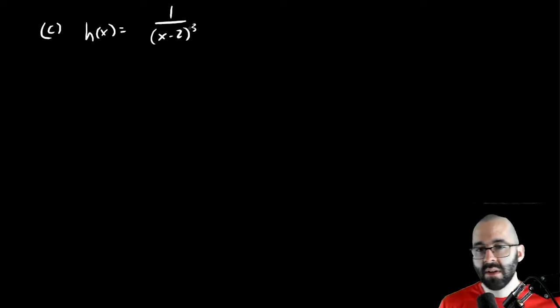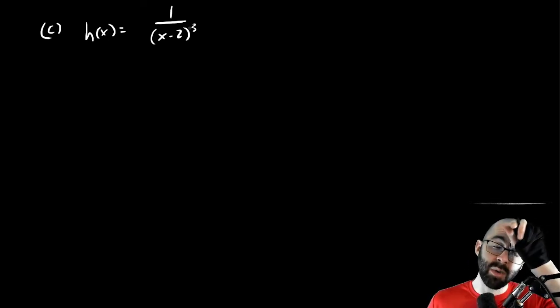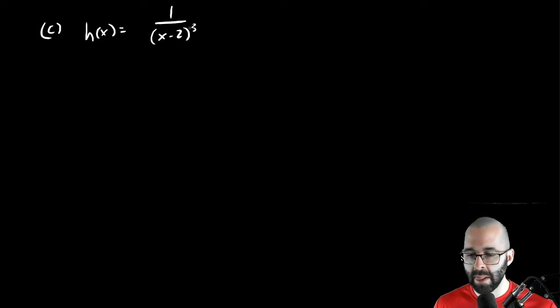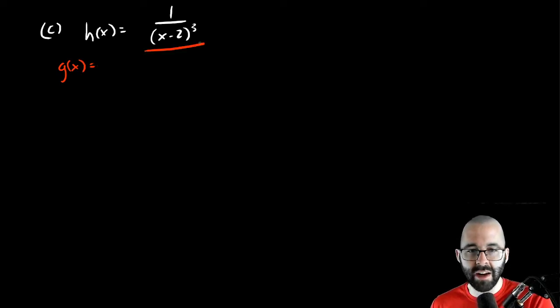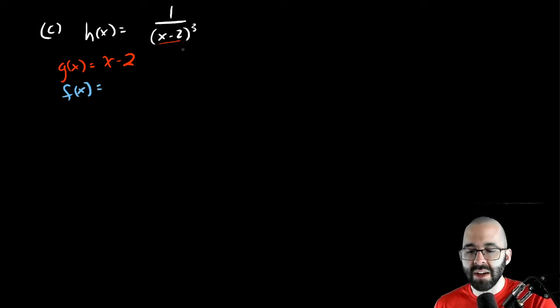Part C. h of x equals 1 over (x minus 2) cubed. This one especially, I think there's multiple answers. Well, I mean, there's infinitely many answers for all of these, but I would expect to see multiple answers when grading a problem like this. So g is our inside function. Well, we can either do the whole denominator like we did before, or we could do the inside of the parentheses also like we did before. Let's do inside of the parentheses. And then f is just what's happening to the x minus 2.